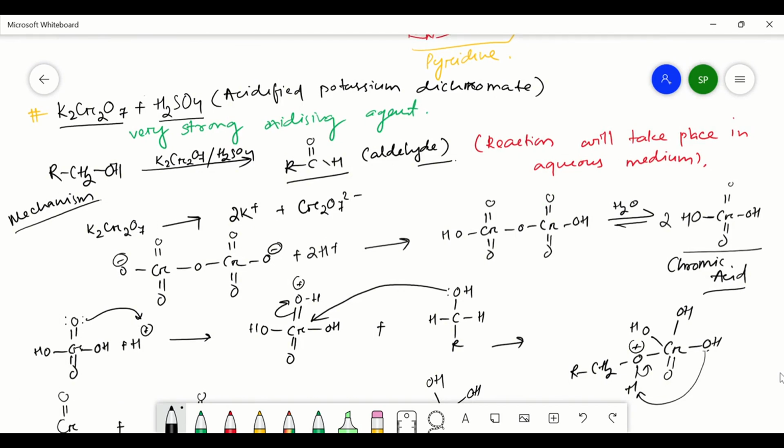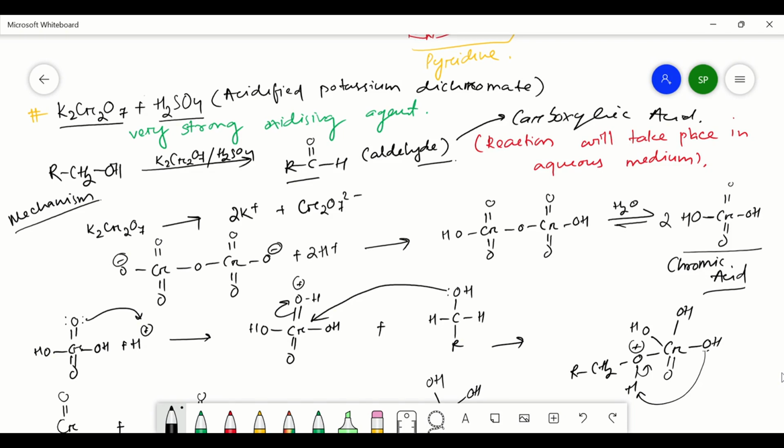That means firstly it oxidizes alcohol to aldehyde and then it further oxidizes aldehyde to carboxylic acid. So it is a very strong oxidization. It does not stop upon oxidizing to aldehyde. Further it oxidizes aldehyde to carboxylic acid. Okay, here we will see the mechanism of oxidation of alcohols using acidified potassium dichromate.